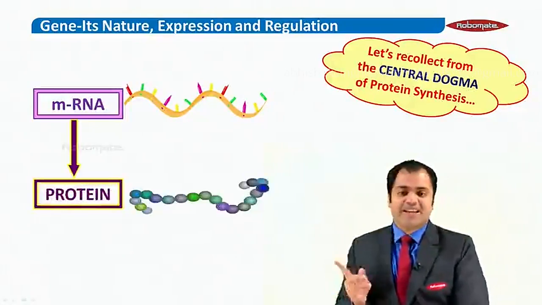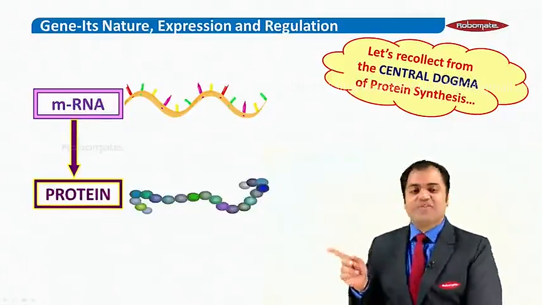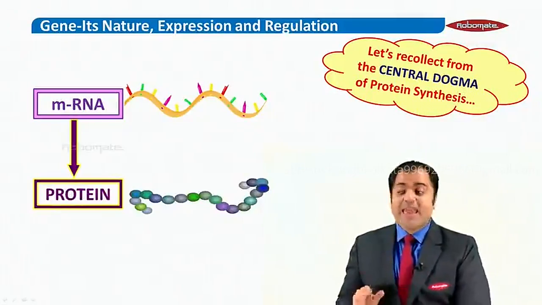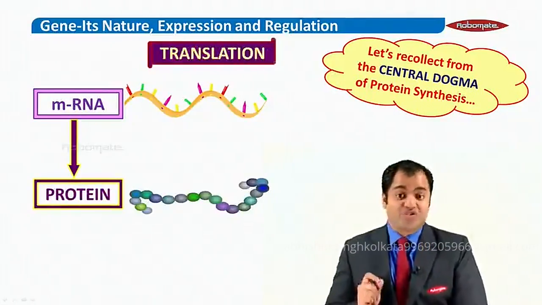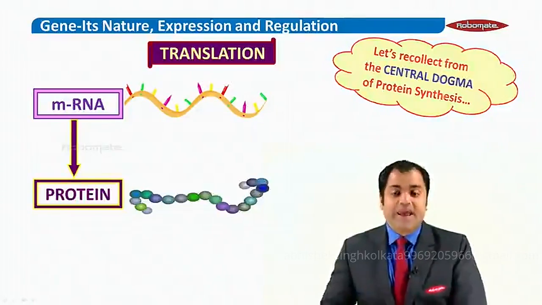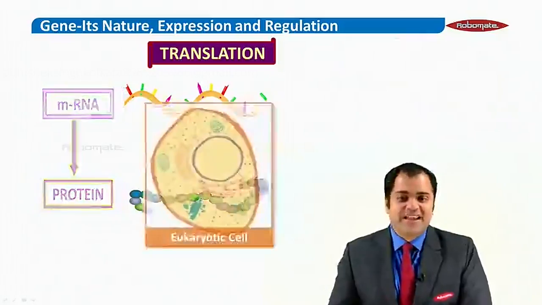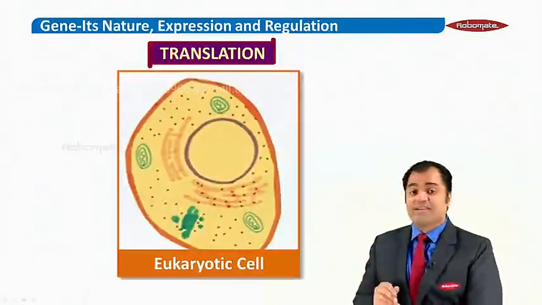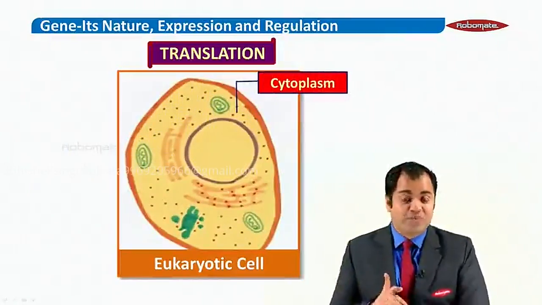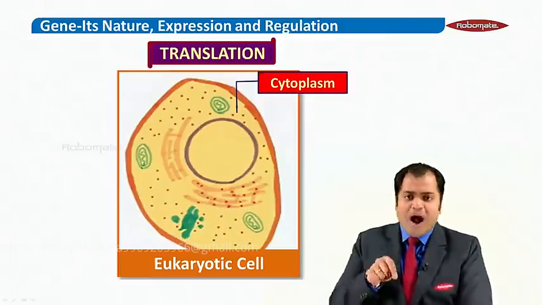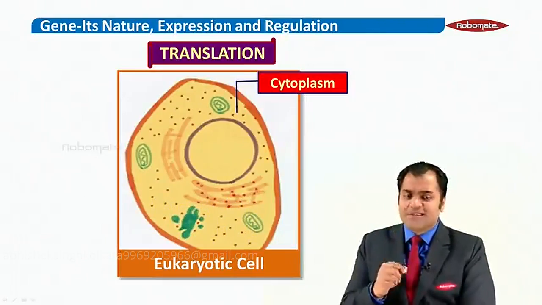And what is a protein? Nothing but a long chain of amino acids. Is that okay? And this process is called translation. Now, remember where translation will occur. Translation will occur in a eukaryotic cell in the cytoplasm. On what part will translation occur?